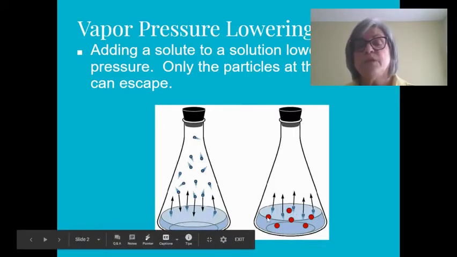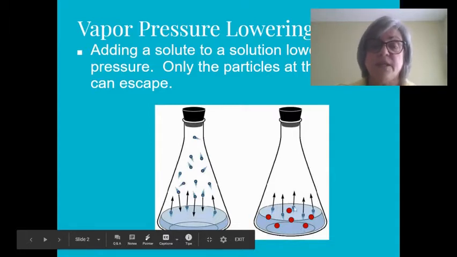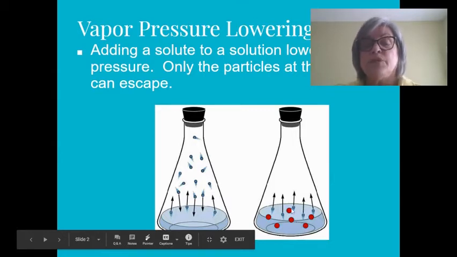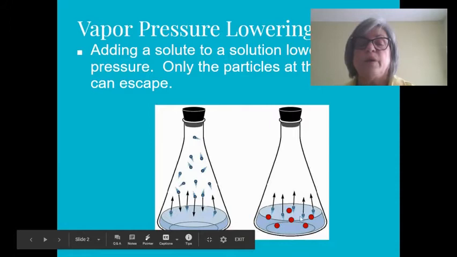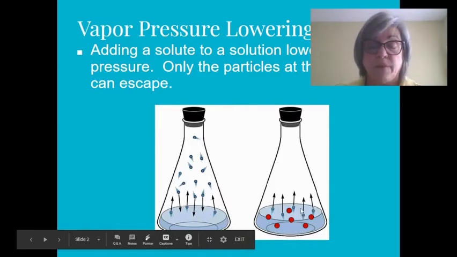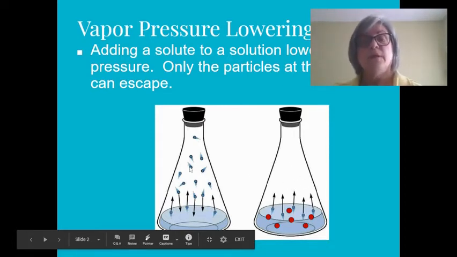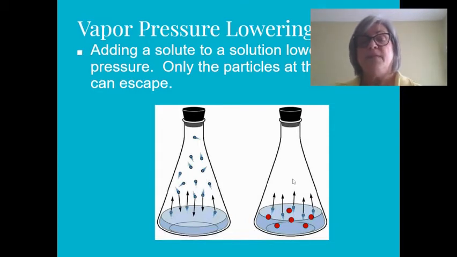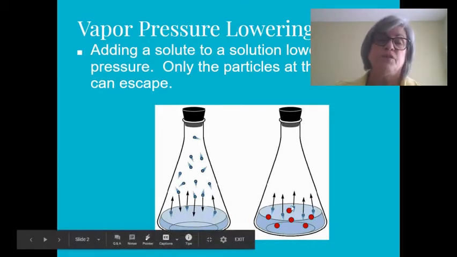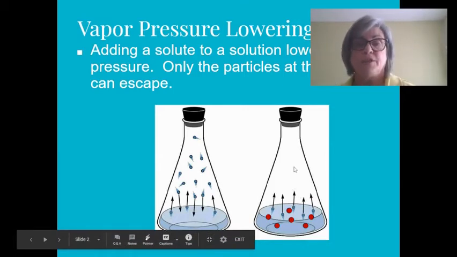When we introduce solute particles, let's say salt, and the salt dissolves, what we see here are sodium and chloride ions that are in a solution. Notice that at the surface, those solute particles get in the way. So there are fewer solvent particles that are available to evaporate into the atmosphere. So there would be fewer solvent particles in the atmosphere, creating pressure on the surface, thereby lowering the vapor pressure.